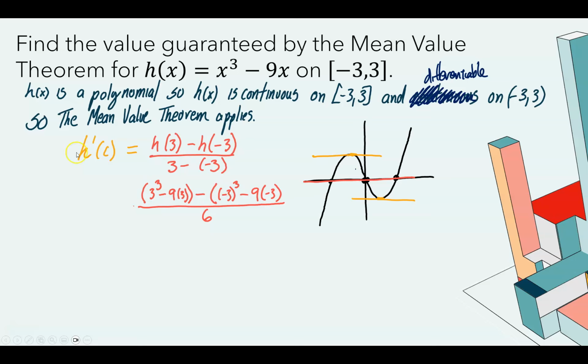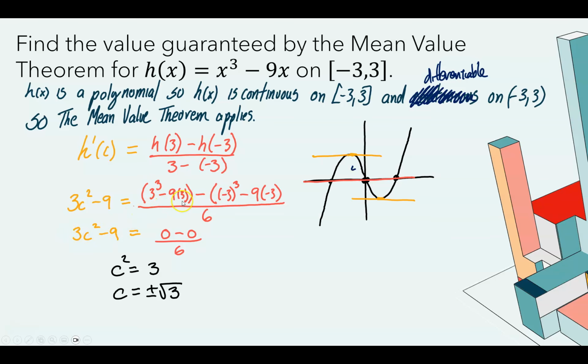Anyways, h prime of c is 3 times c squared minus 9. And then we'll simplify the right-hand side a bit. And hopefully you can see, we just add 9, divide by 3, c squared is equal to 3, and we indeed get positive square root of 3 and negative square root of 3. With symmetry and the fact that x cubed minus 9x is an odd function, that all makes sense.